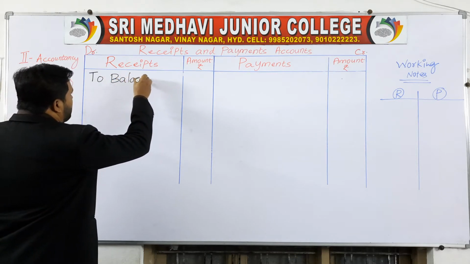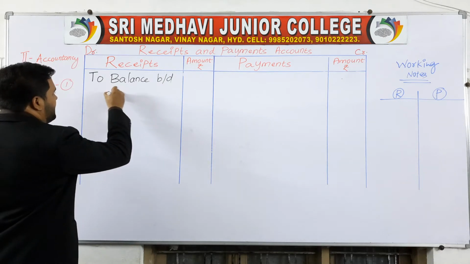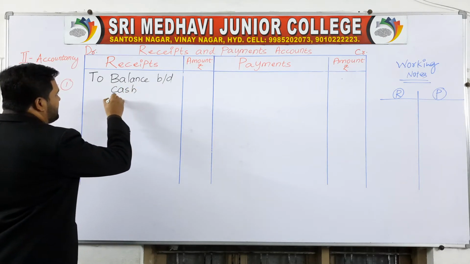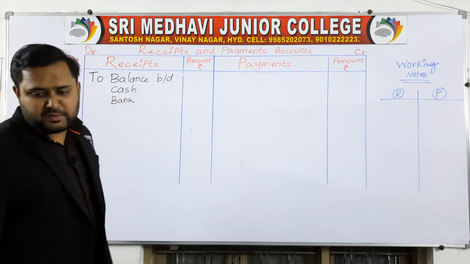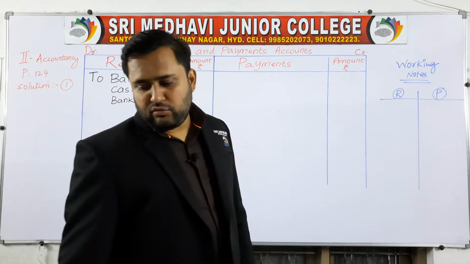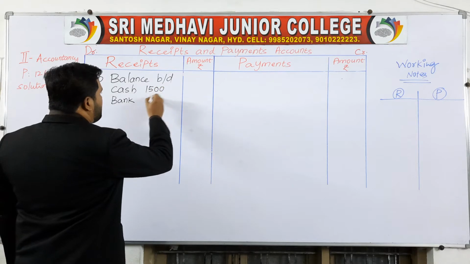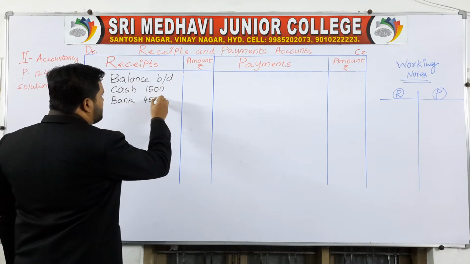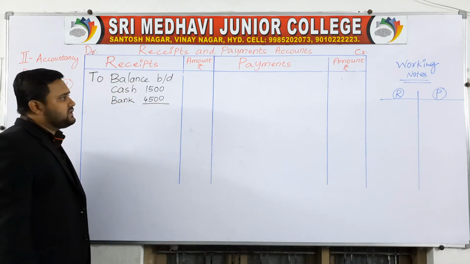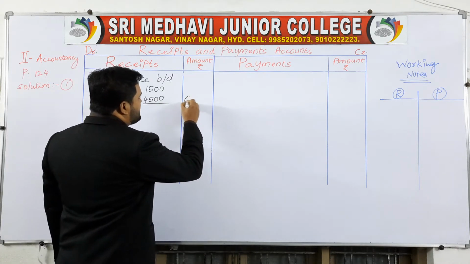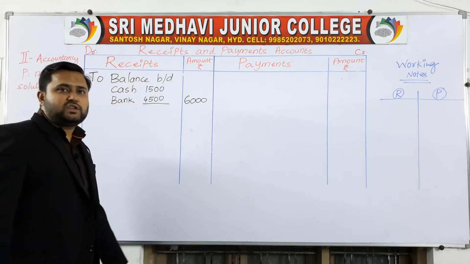So you need to break down the balance and write on the receipt side: to balance brought down, opening balance of cash and opening balance of bank, cash balance and bank balance. How much has it mentioned? 1500 and 4500. So 1500 plus 4500 is 6000 rupees, the opening balance. To balance brought down 6000.